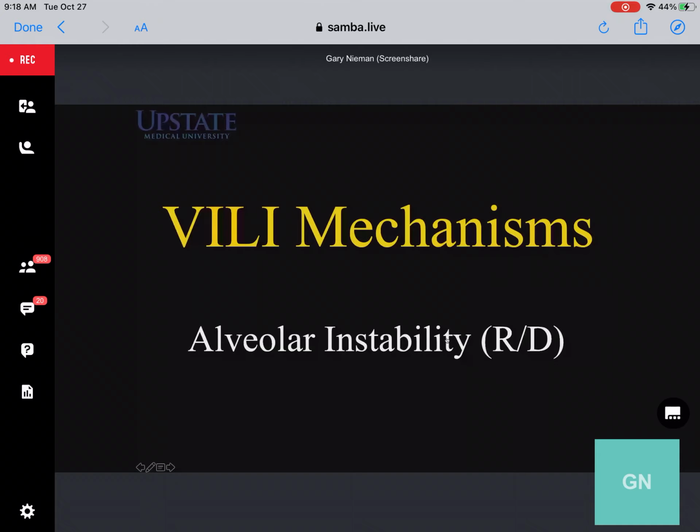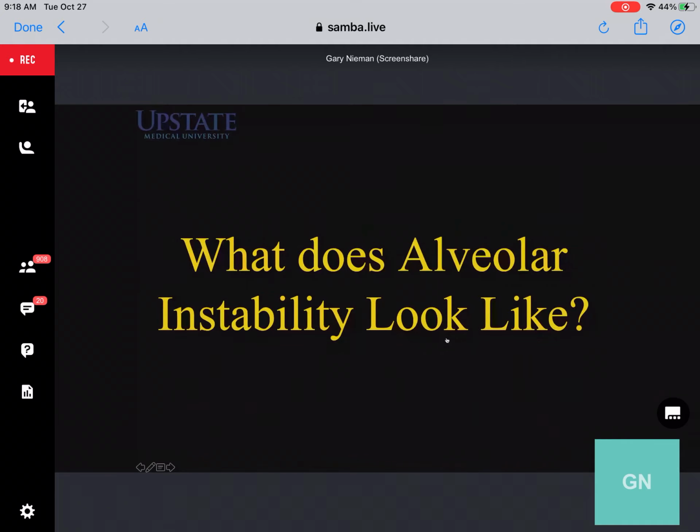So what are the abnormal mechanics? How does ARDS change these normal, stable, interconnected, interdependent mechanics to make the lungs susceptible to acute lung injury or a ventilator-induced lung injury? So what does instability look like?